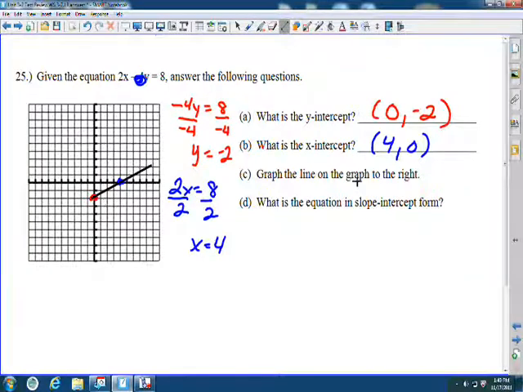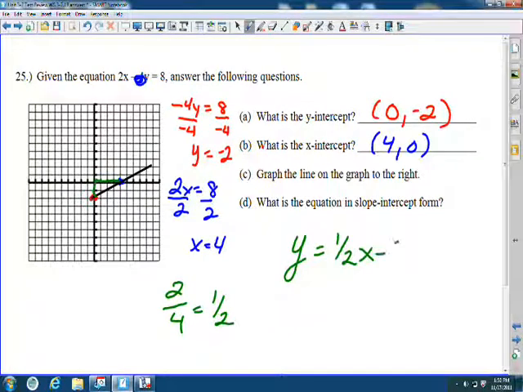Now so I graphed it. Now to write my equation, I need to find my slope. Well, I know I have y equals, to find my slope, I'll go up 2 and over 4. 2 over 4 reduces to 1/2. Your equation should be 1/2 x minus 2.